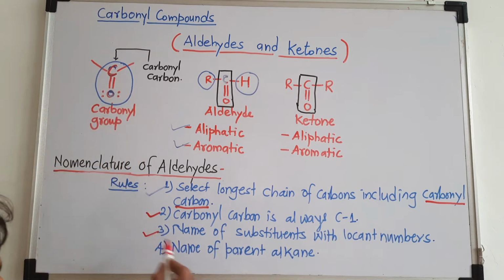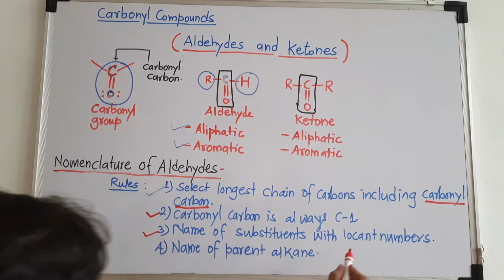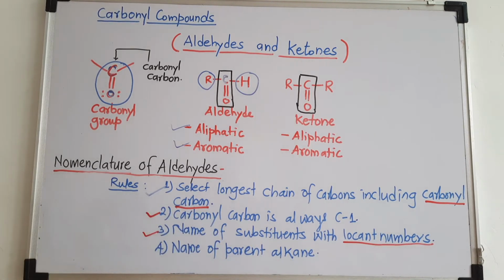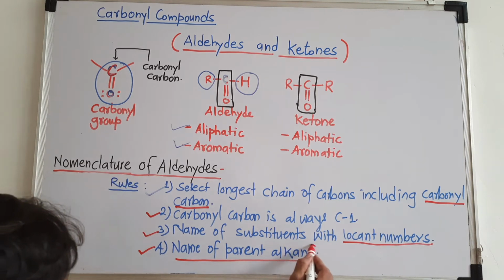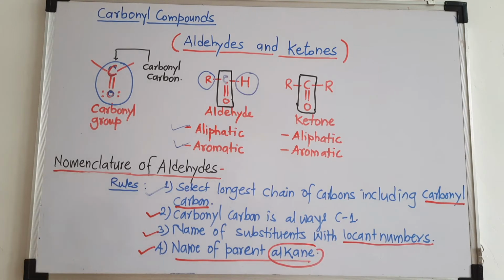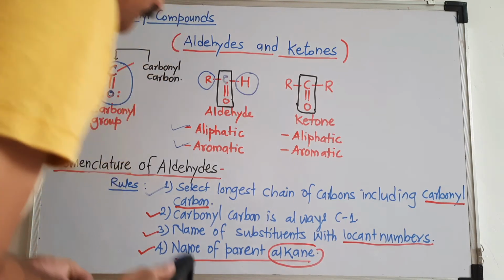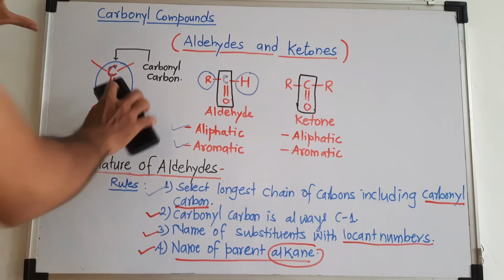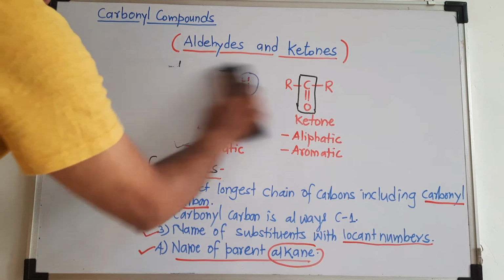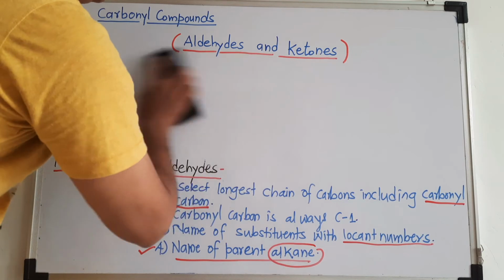And then third, you find out the names of substituents along with their locant numbers. Locant number means at which carbon that substituent is present. Fourth point, you have to find the name of the parent alkane. You simply count the number of carbons present in the compound, and from that number you can find out the name of the alkane, that is called the parent alkane. So from these rules we can provide an IUPAC name to any aldehyde.